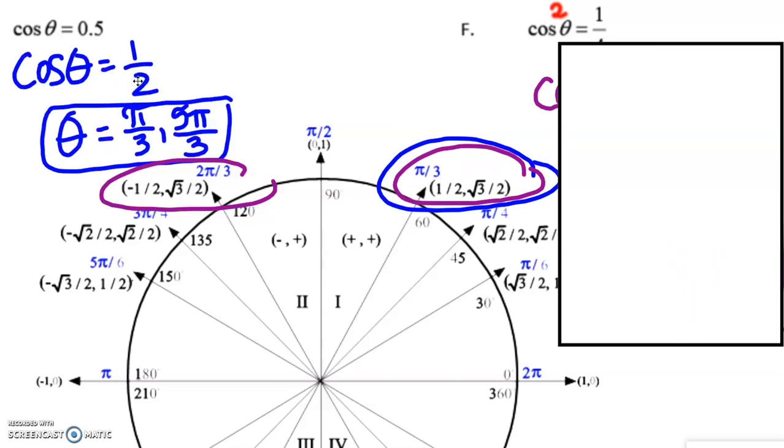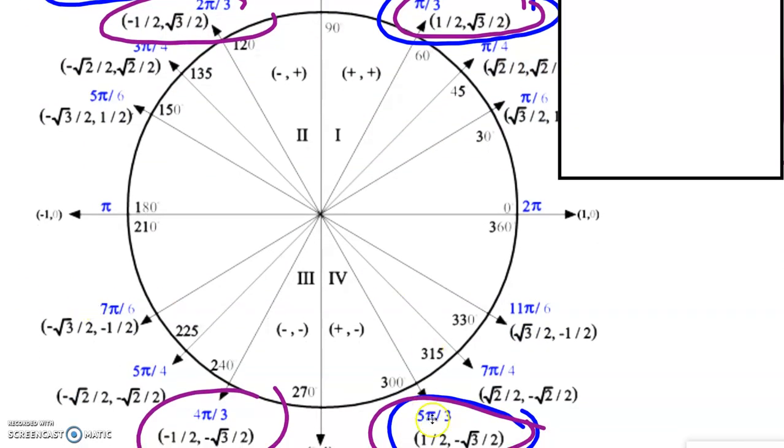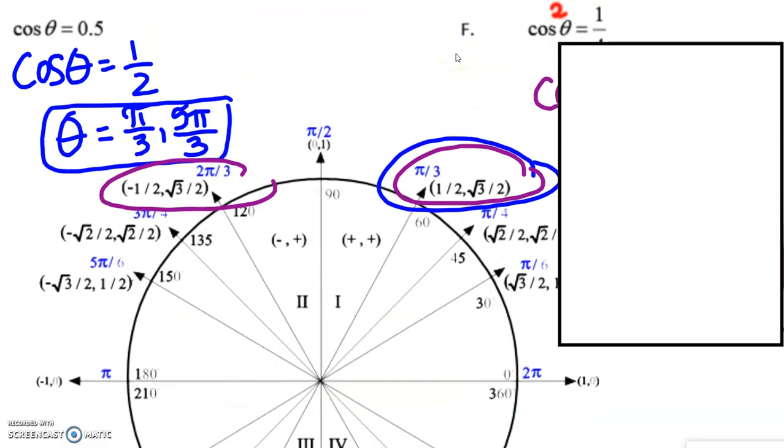And we all know that 0.5 is the same thing as a half. So you would be looking, when is my x coordinate, because that's cosine, 1/2? And that happens at pi over 3. It also happens down here at 5 pi over 3. So at pi over 3 and 5 pi over 3, our cosine, or x coordinate, is 1/2.